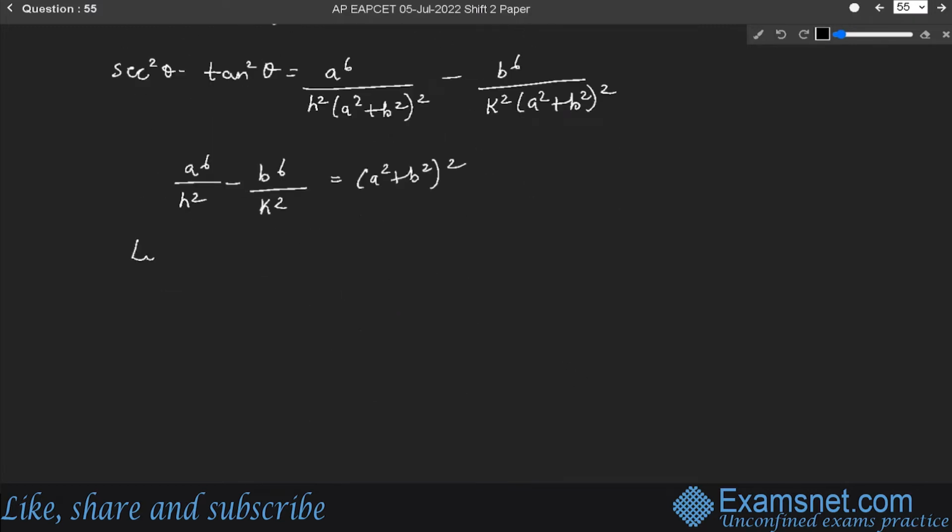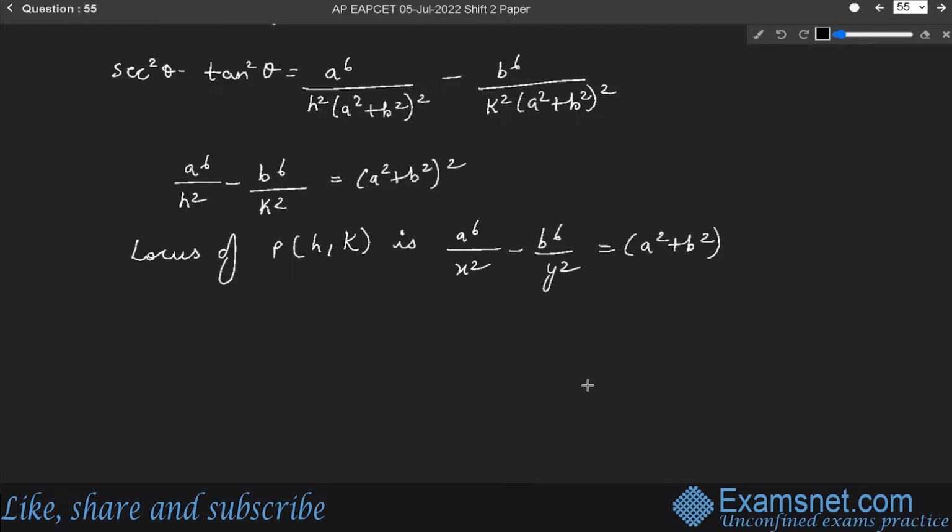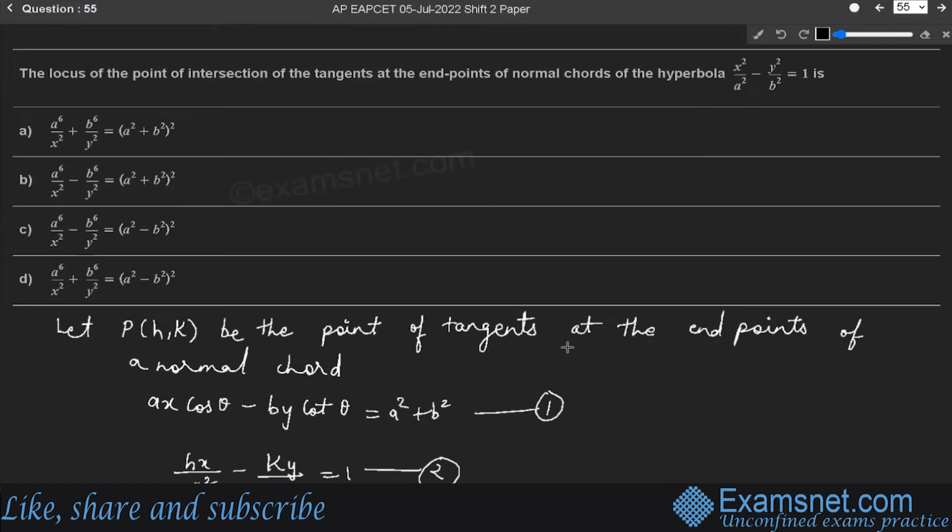Hence, the locus of point P, which has the coordinates h comma k, is a power 6 upon x square minus b power 6 upon y square is equal to a square plus b square whole square. What we have done is we have replaced h by x and k by y. So we can say that the required locus is a power 6 upon x square minus b power 6 upon y square is equal to a square plus b square whole square. Therefore, we can say that option number B is the correct option for this question.